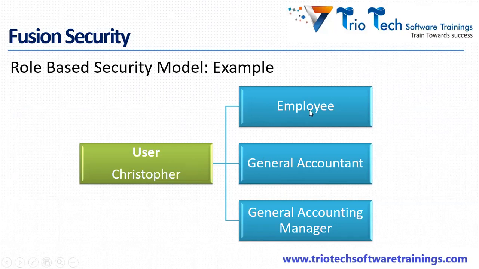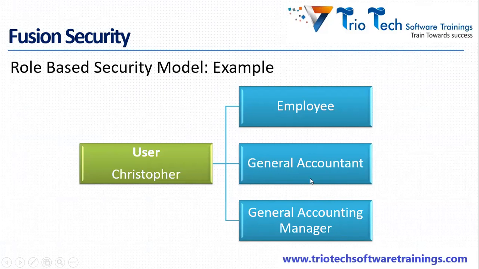Then there are certain roles very specific to the job he has to perform in the organization. So the person is an employee. Now he is part of what? The general accounting department. So that is where he needs access to carry out all the activities related to general accounting. That is where there are roles called general accountant role and general accounting manager role.